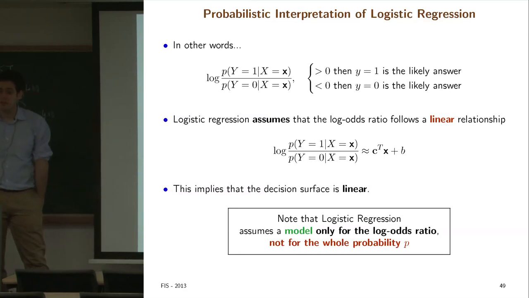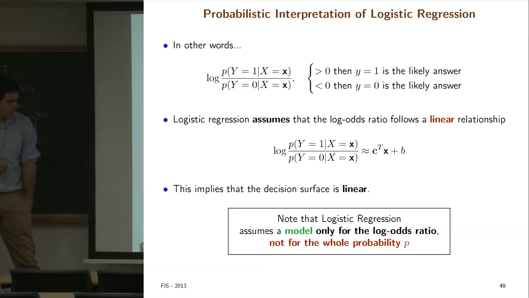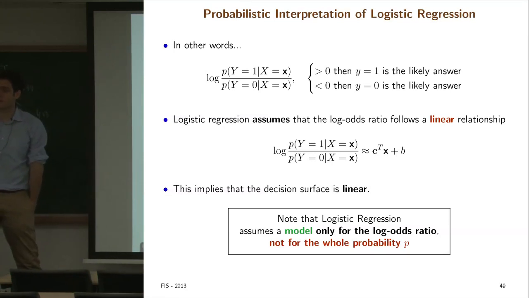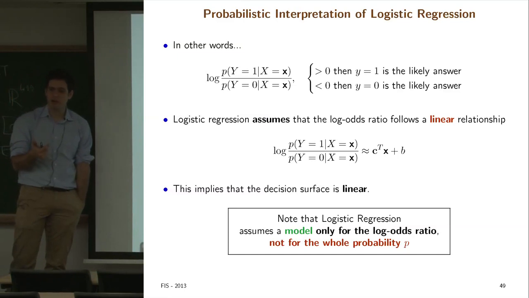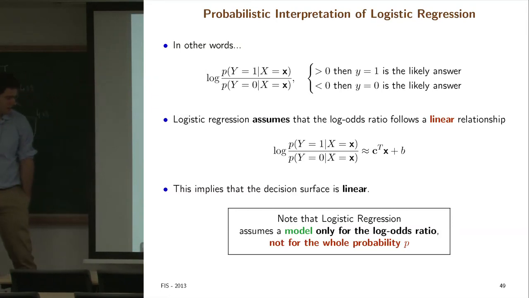Here's an interesting point, which we might discuss again if you follow the pattern recognition course. Here I have assumed that the log odds ratio follows this linear relationship, right? But I have not assumed anything on the shape of the probability P itself. So this is an important remark. In terms of modeling, I'm just modeling the ratio. I'm not giving an explicit model for P. Those are two different things.